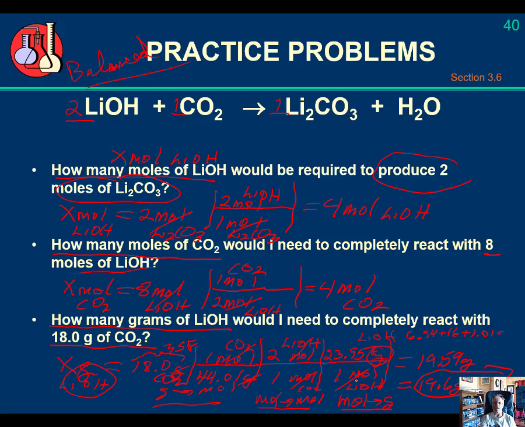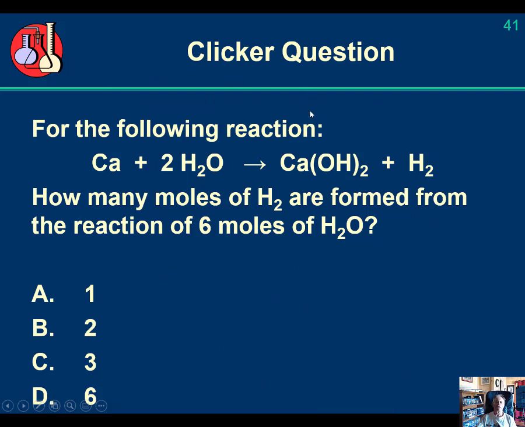So moles to grams, multiply by the molar mass. Grams to moles, divide by the molar mass. And then the coefficients from the balanced chemical reaction are where the mole to mole ratio comes from. There's my 2. All right, so let's work this little problem.